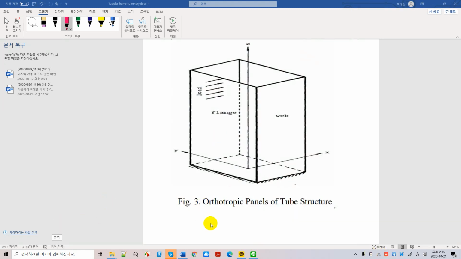Okay, this figure shows the orthotropic panels of tubular structures, and this is flange. You can have a load in this direction, you can have load in this direction, and whereas you have a web frame. So the whole tubular shape is used as a building resisting frame for high-rise buildings.